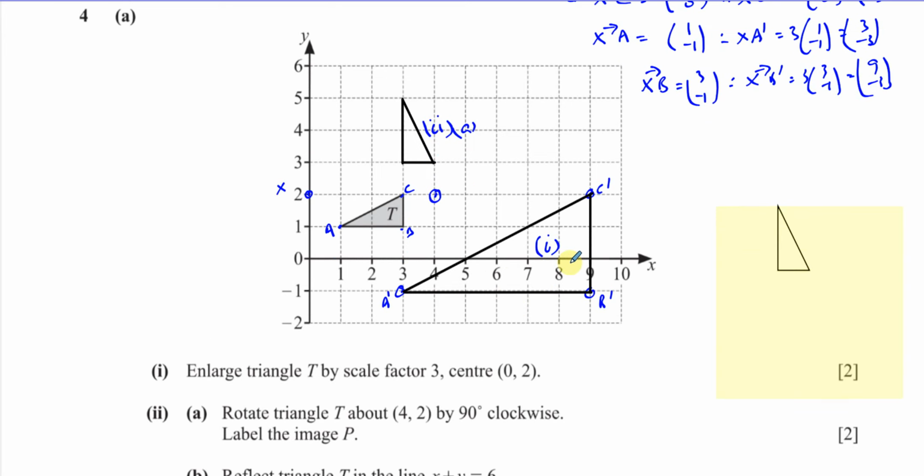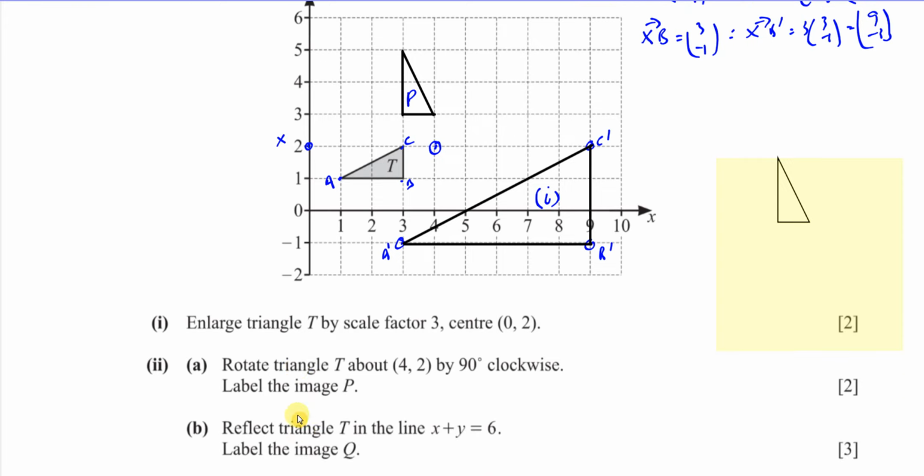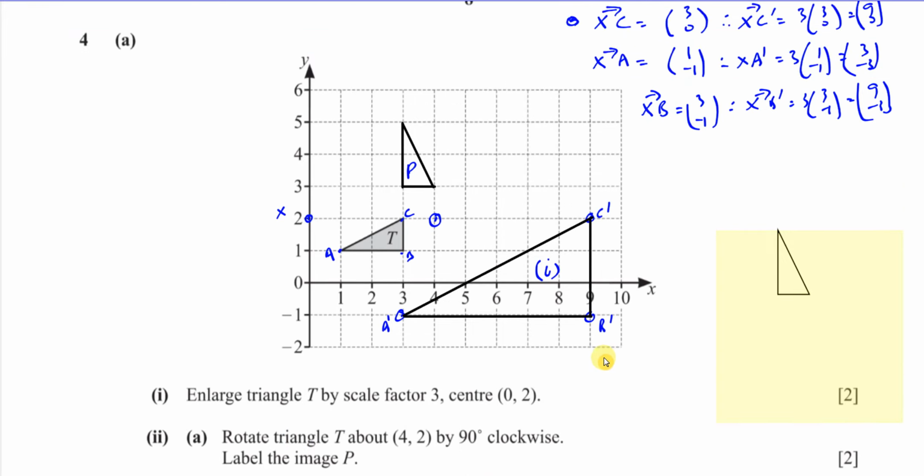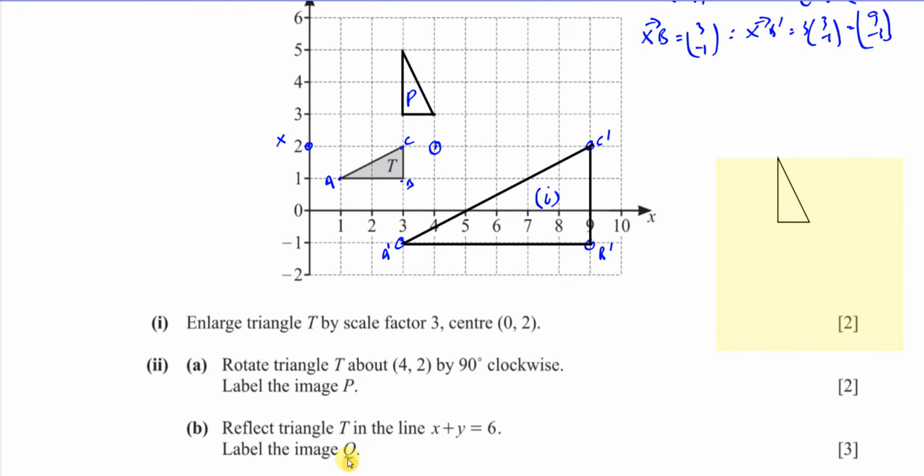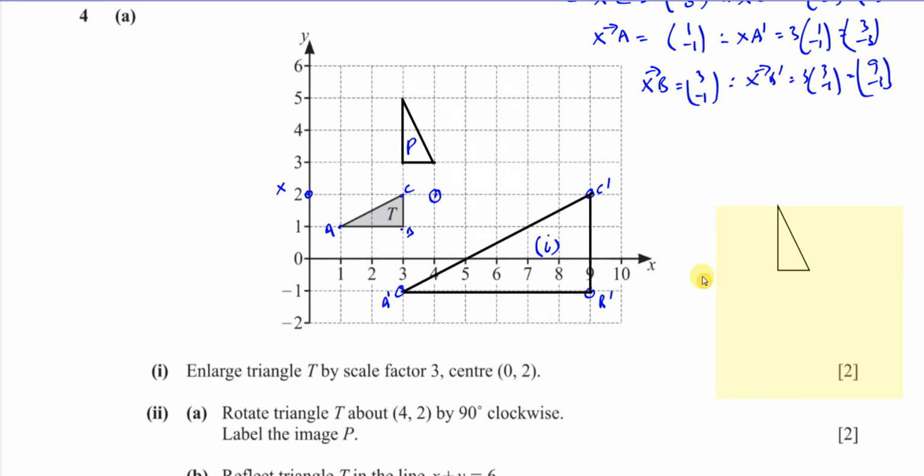Okay, label the image P. So we'll label the image P. In fact, they've told us to label this image P. So I'm going to write here P. The first one, they didn't tell us to label the image. So yeah, I'll just call this P now. That's fine. You must label it P because they tell you to. So it's very important. And then it says reflect triangle T in the line x plus y equals 6. Label the image Q. So triangle T, which is our original one, in the line x plus y equals 6.